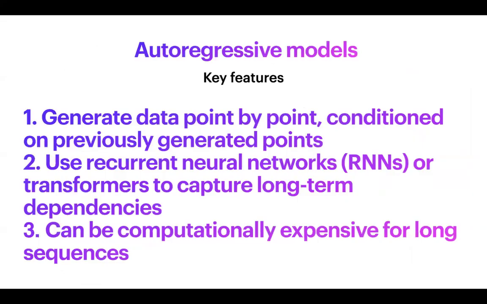So those autoregressive models, their key features include generating data points point by point, conditioned on previously generated points. They can use recurrent neural networks or transformers to capture long-term dependencies. It can be computationally expensive, though, for long sequences. So if you're doing something that has a lot of data, this might not be a model you want to use.